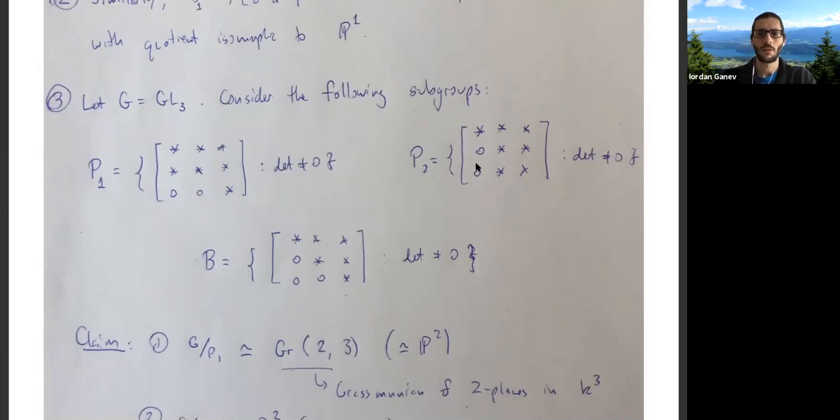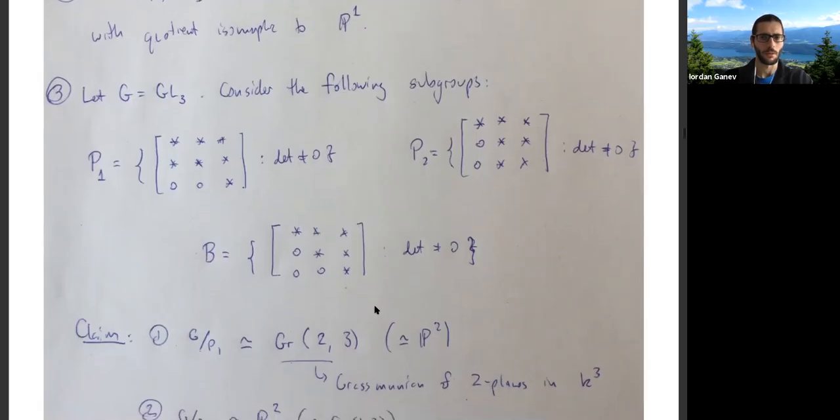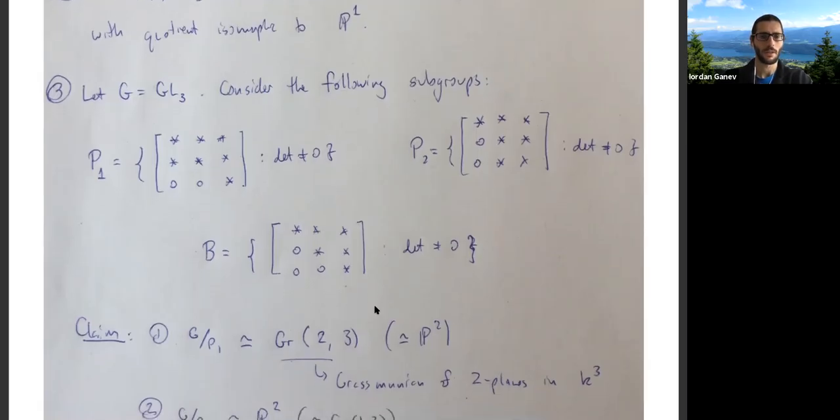P2: we have zeros in the last two entries of the first column, and anything else in the other entries as long as the determinant is non-zero. And B is upper triangular invertible matrices, so the product of the diagonal entries has to be non-zero. So the claim is that each of these three subgroups is in fact a parabolic. So how do we see this?